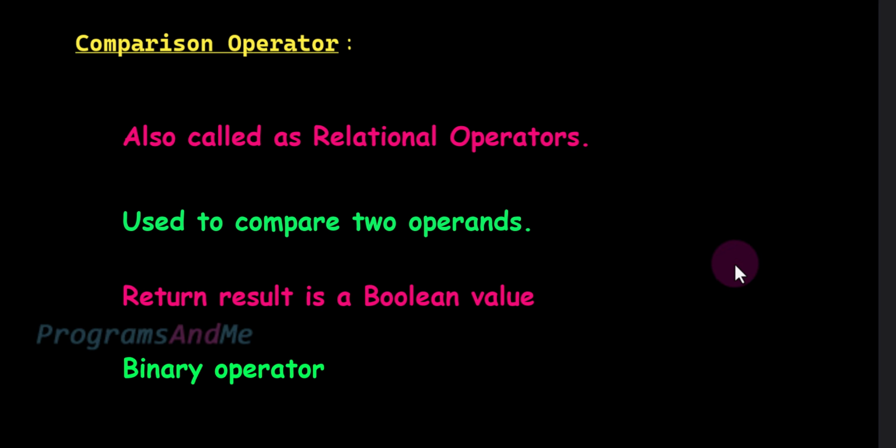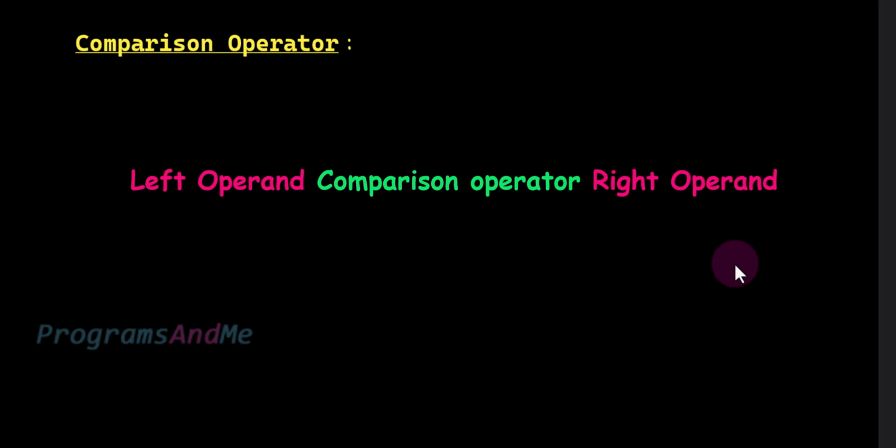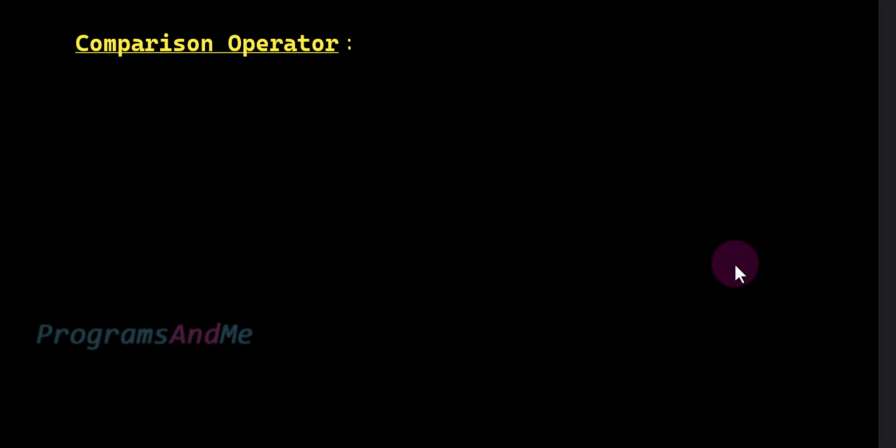Comparison operators are binary operators, they need two operands to perform the operation. So we can write the syntax like this: left operand, comparison operator, right operand. It will compare the left operand and the right operand, and based on the operator, it will return true or false. Alright. So next, let's talk about the different types of comparison operators available in Python.